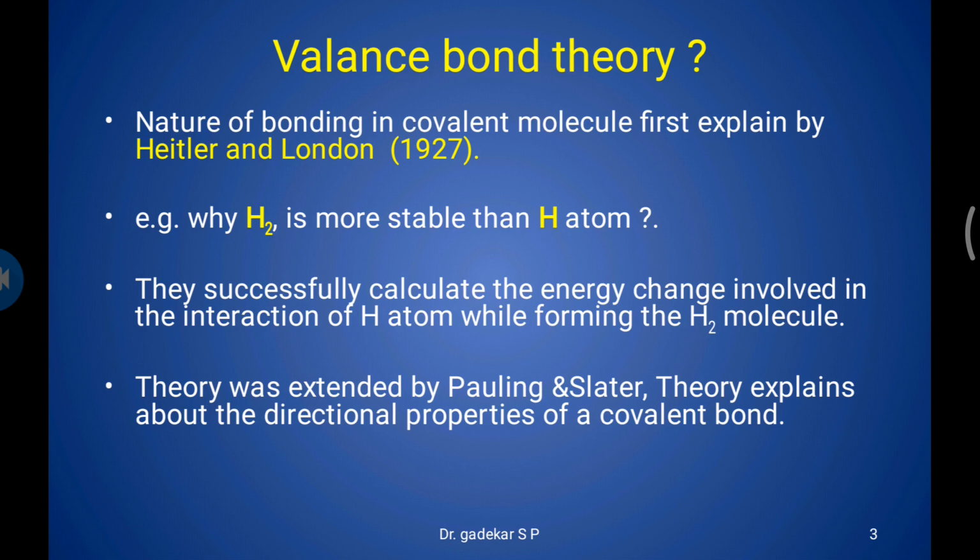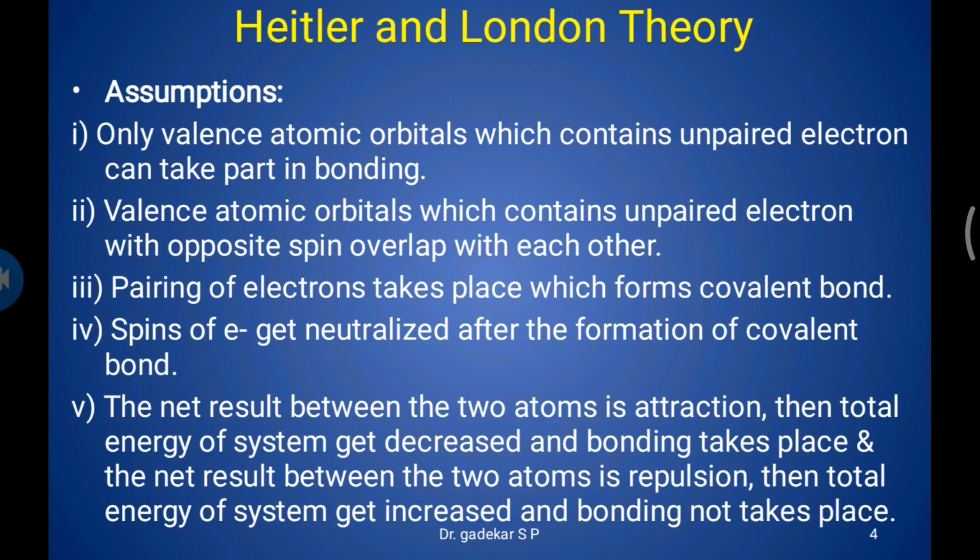This valence bond theory was extended by Pauling and Slater. The theory explains the directional properties of the covalent bond. In the Heitler-London theory, some assumptions are there.